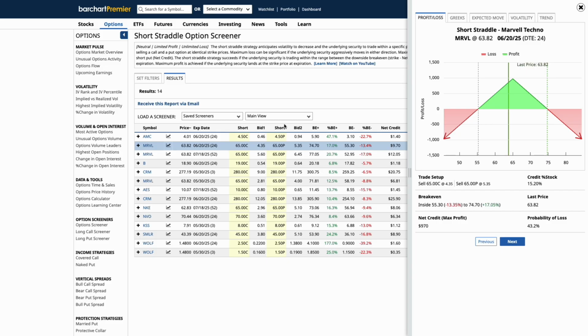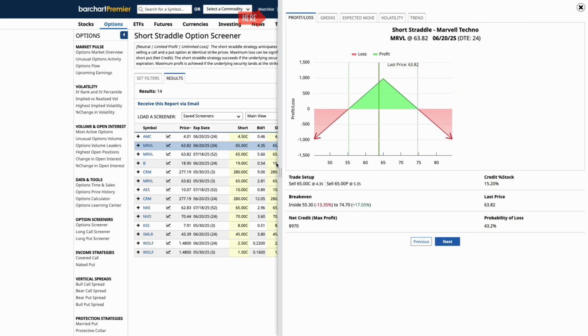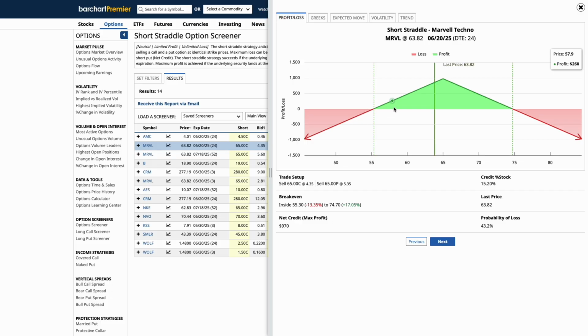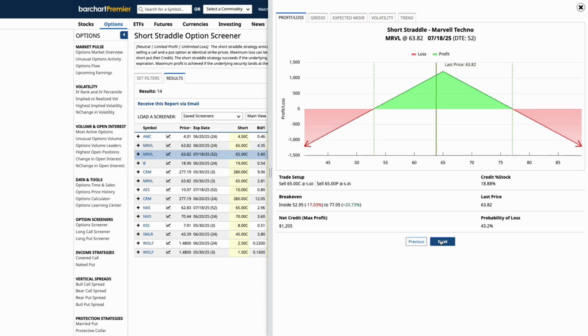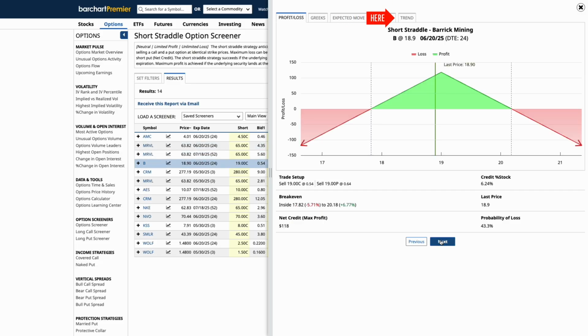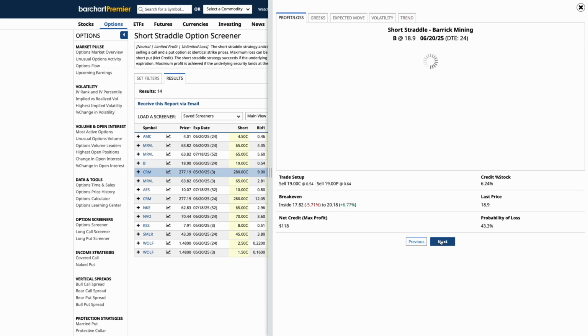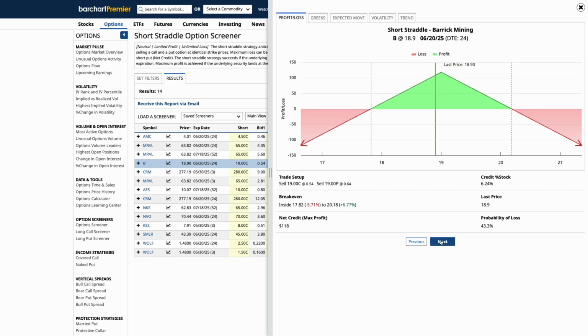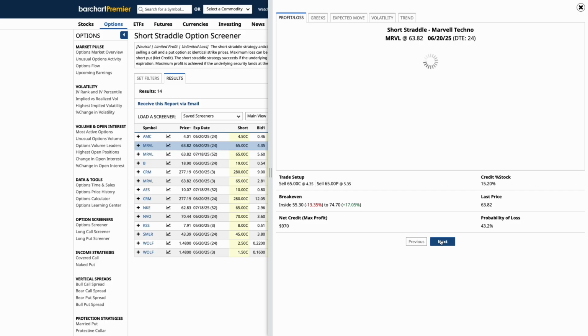Each P&L chart unlocks tabs that help you dig deeper. Profit and loss shows you your potential profit, breakeven, and risk. Greeks help you understand exposure to price, time decay, and volatility. Expected move visualizes how far the stock could realistically run. Volatility helps you time trades based on current and historical volatility. And trend confirms whether momentum supports your thesis. This isn't just a chart. It's a full options analysis toolkit for smarter trades.